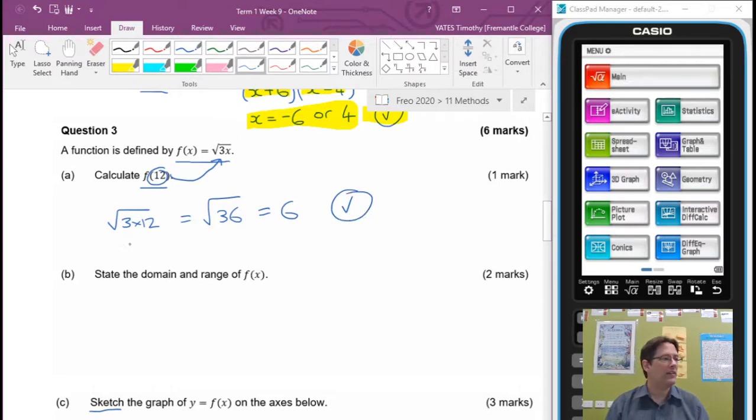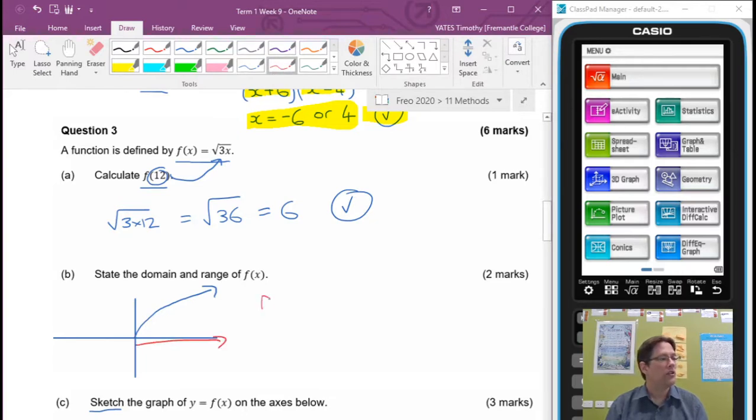Now this next one, state the domain and range of f of x. Now this, just going to be a quick sketch. This is a square root function and it hasn't been moved around anywhere. It hasn't been moved up or down or left or right. It's just been basically dilated vertically by a factor of 3. So what we'll end up with is something that looks a little bit like that when we get round to it. So the domain is actually going to be any number that is positive.